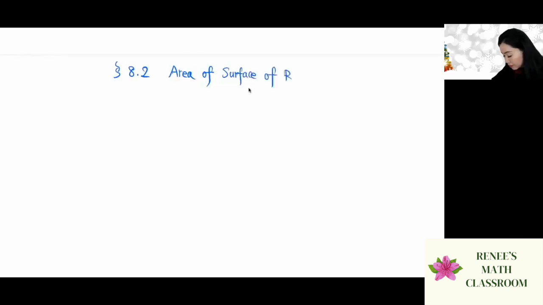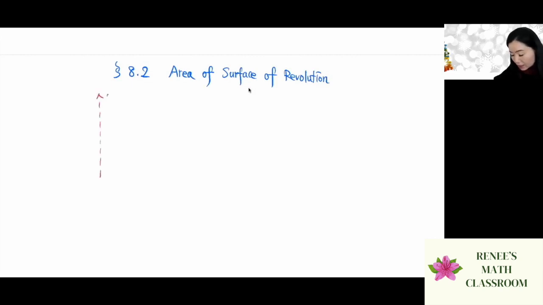Today, we're going to talk about area of surface of revolution. Recall that in 6.2, we talked about volumes of solids of revolution. And today, we're going to talk about area of surface of revolution. A surface of revolution is formed when a curve is rotated about a line.